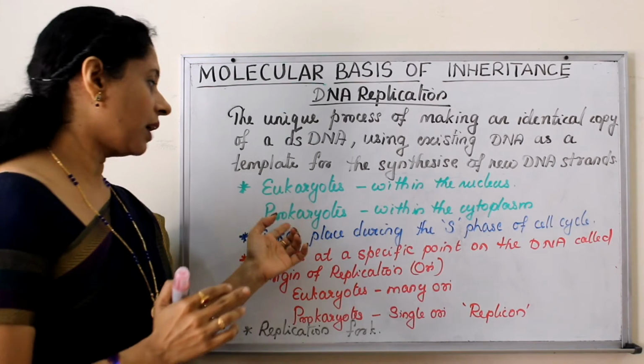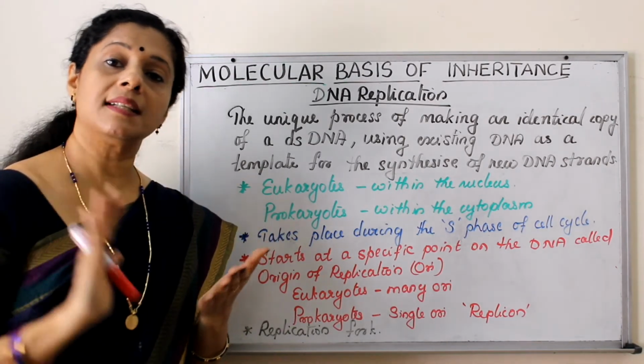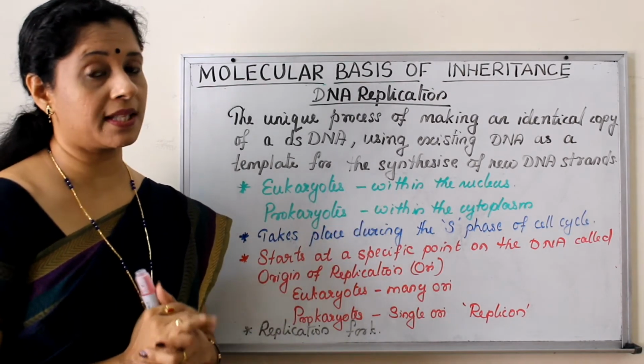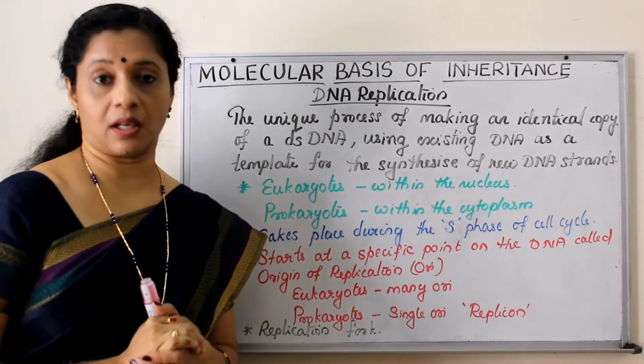But when we talk about prokaryotes, they don't have a nucleus. So, it happens in the cytoplasm. So, site of DNA replication is different for eukaryotes and prokaryotes. Now, coming to the phase in which it is occurring.